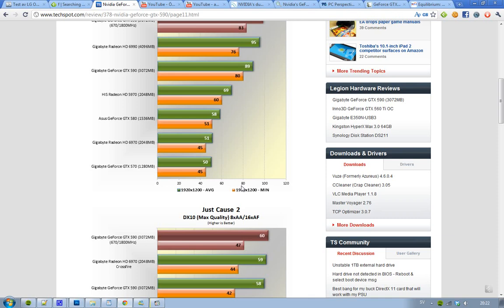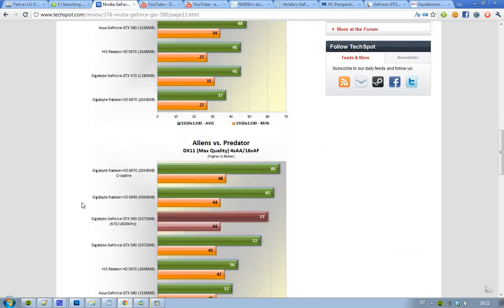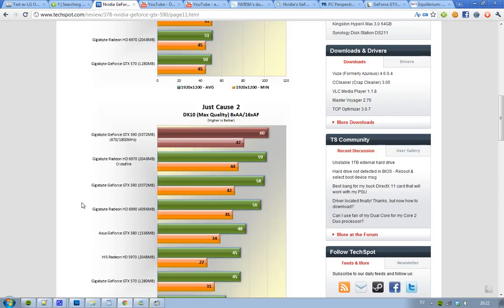We have the game Just Cause 2 running on DirectX 10, max quality, 8x AA and 16x AF. It seems like this GTX card is very good at detailing, because whenever you have a lot of details turned on, it's always pushed up to the top. The GeForce GTX 590 is here on the top, running at 60 FPS with 40 as the lowest at 1920x1200. This is the overclocked one, and this is the not overclocked GeForce GTX, and you get a very small boost, like 2 FPS, in Just Cause 2, but it's still on the top when you overclock it.